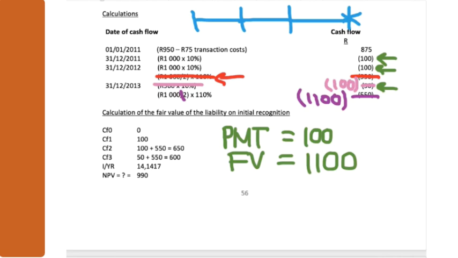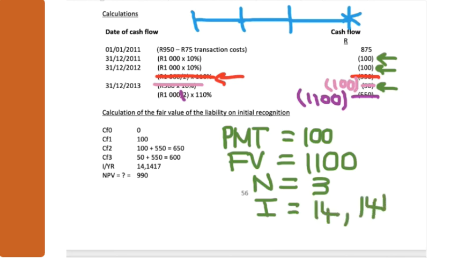In the actual example, there are two amounts and they are at different times. You can't use this future value function. But if it had only matured once off, you would be able to use payment because the interest would stay the same, future value because it's only on one specific date, the entire amount would mature. Your N would be 3 years. Your I would still be the market rate of 14.1417%, and you could calculate PV on your calculator.